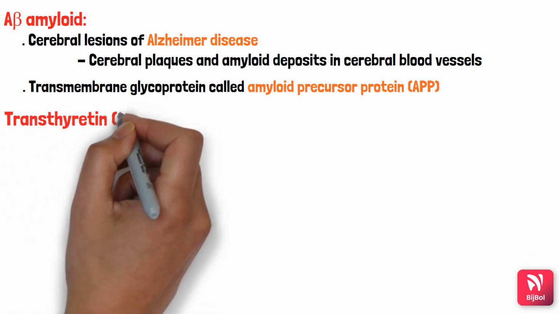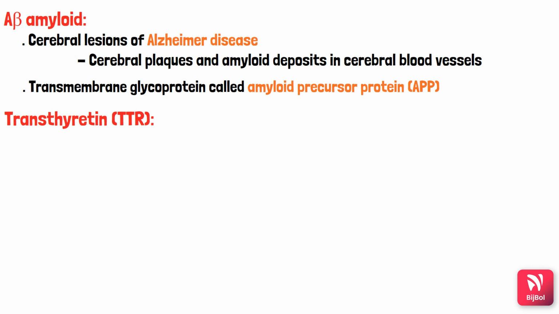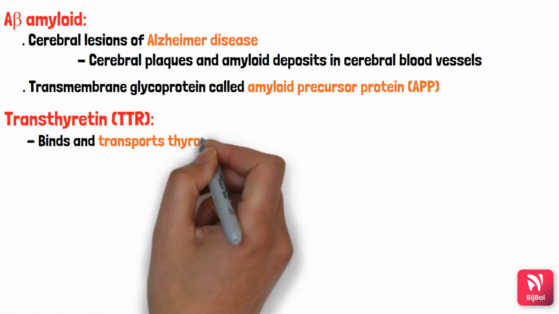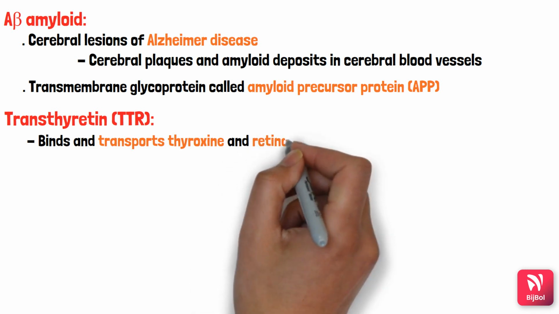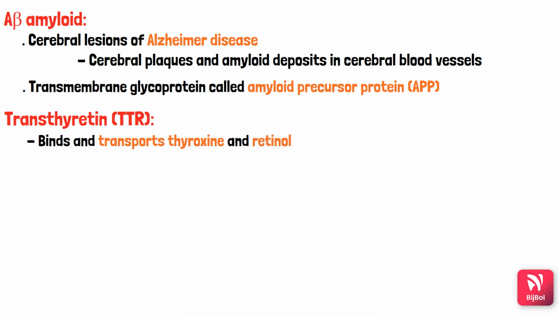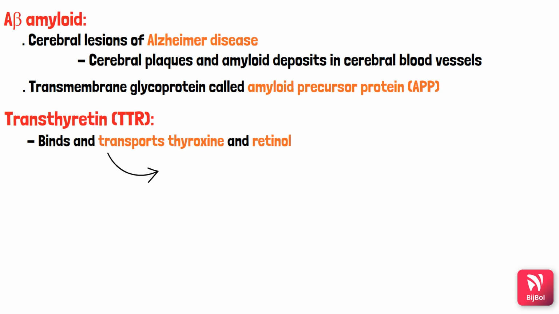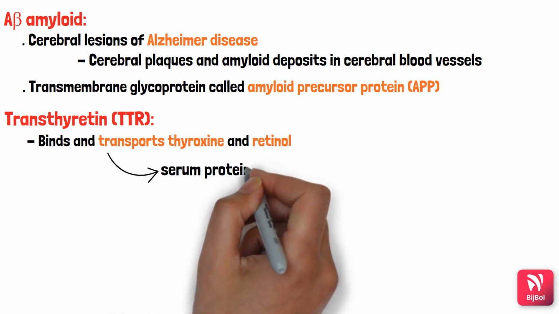Now the next fibril protein is transthyretin, that is amyloid transthyretin, which binds and transports thyroxine and retinol. In the name itself it transports: T for thyroxine, ret for retinol, transthyretin. It is a normal serum protein which is seen basically in the liver.